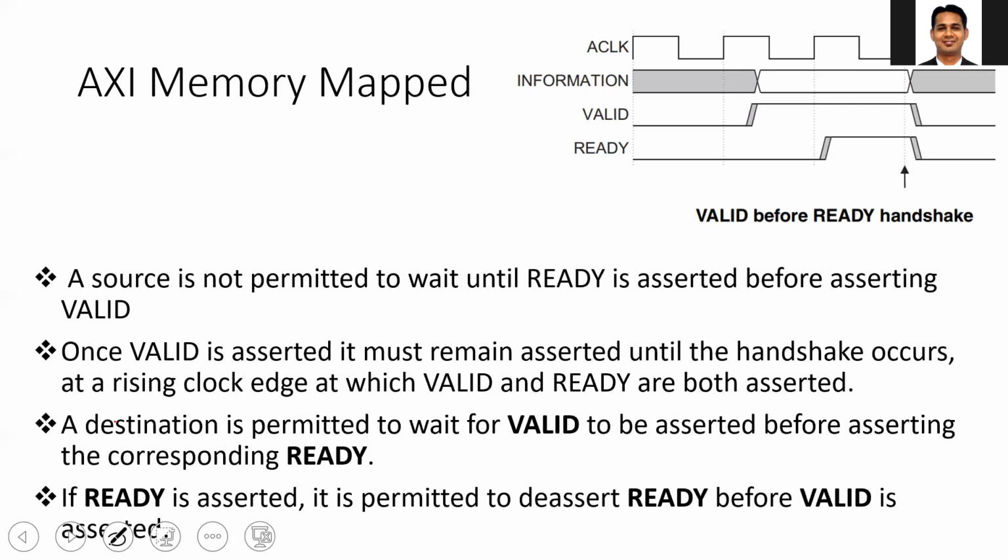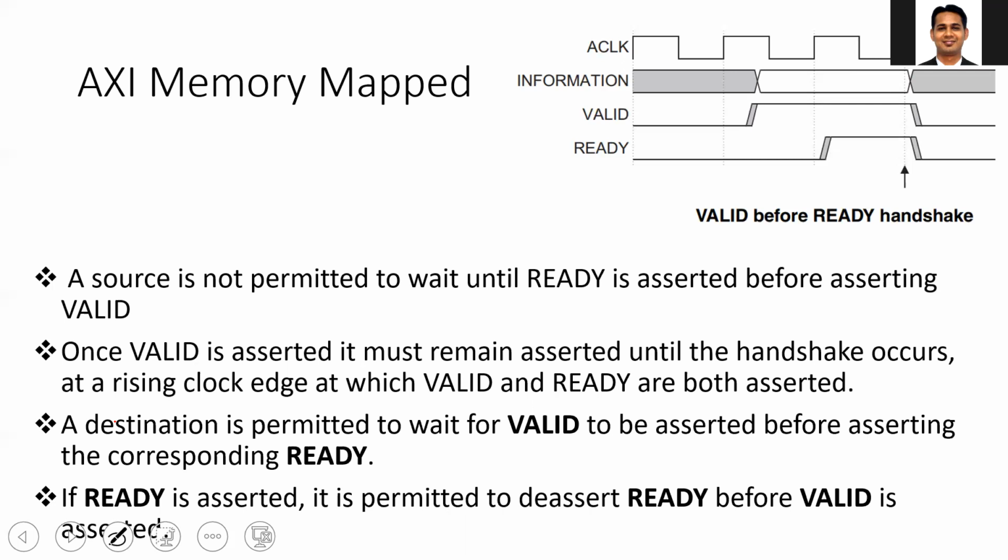A destination who is controlling the ready signal is permitted to wait for the valid signal to be asserted before asserting the ready signal. So the destination can wait till the valid signal becomes 1 before asserting the corresponding ready signal. The destination has complete freedom to assert or deassert the ready signal. But there is one requirement.